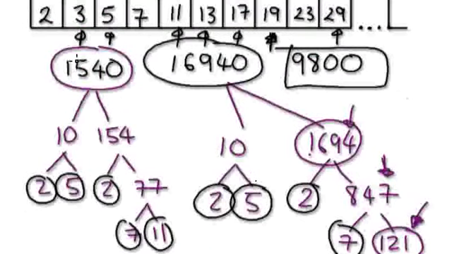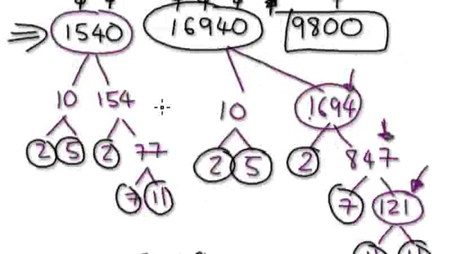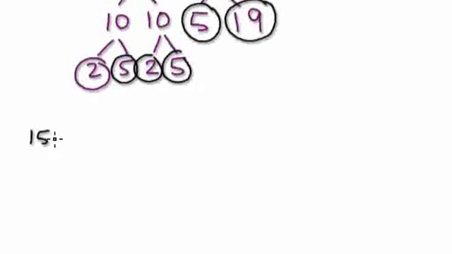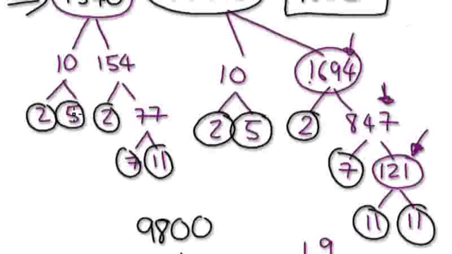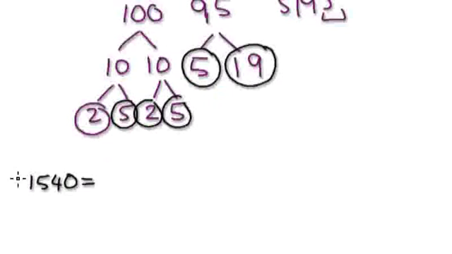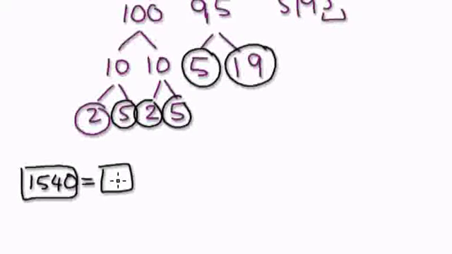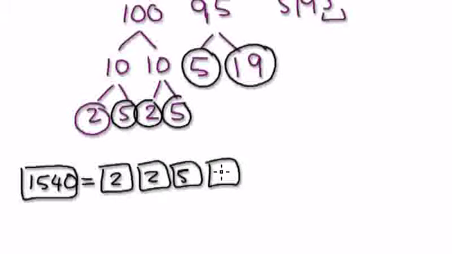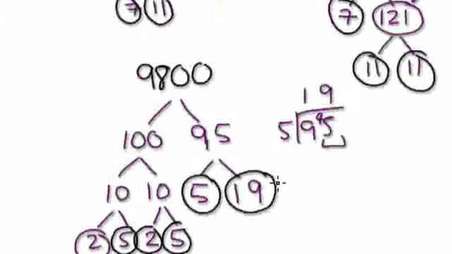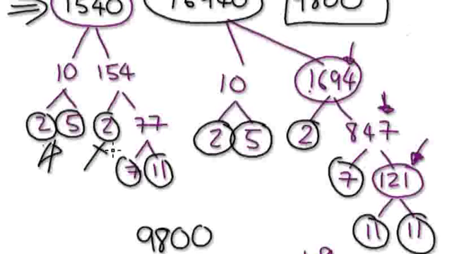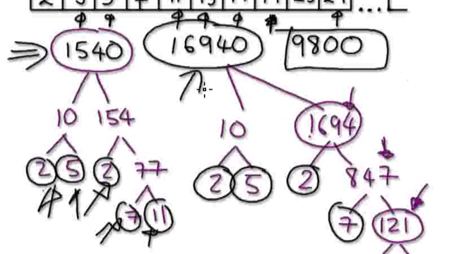Anyway, let's start writing these three numbers as a product of primes. So 1540, that's 2 times 2 times 5 times 7 times 11. So we can visualize this number as 2 times 2 times 5 times 7 times 11. Let me double check: 2 here, 2 here, 5 here, 7 here, 11 here. Yep, that's right.